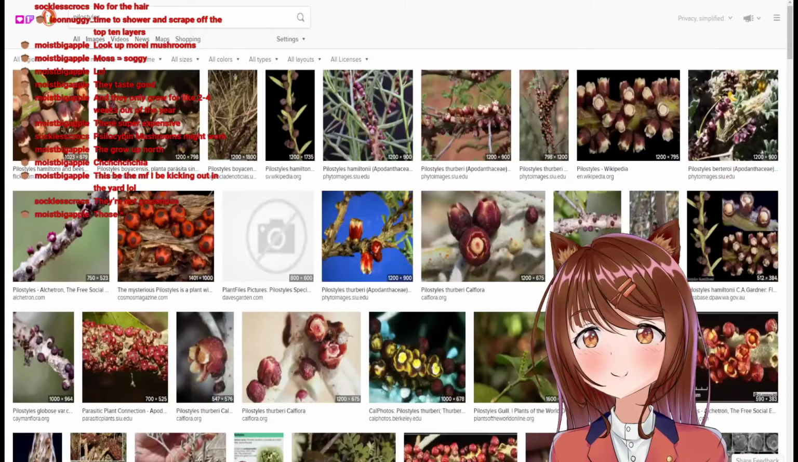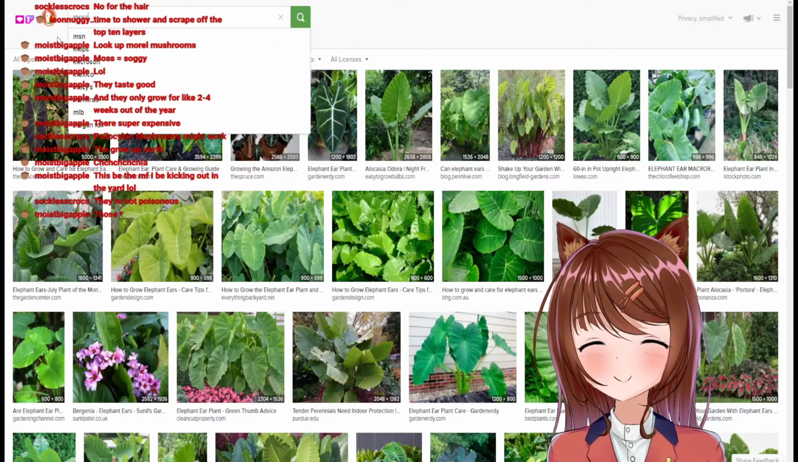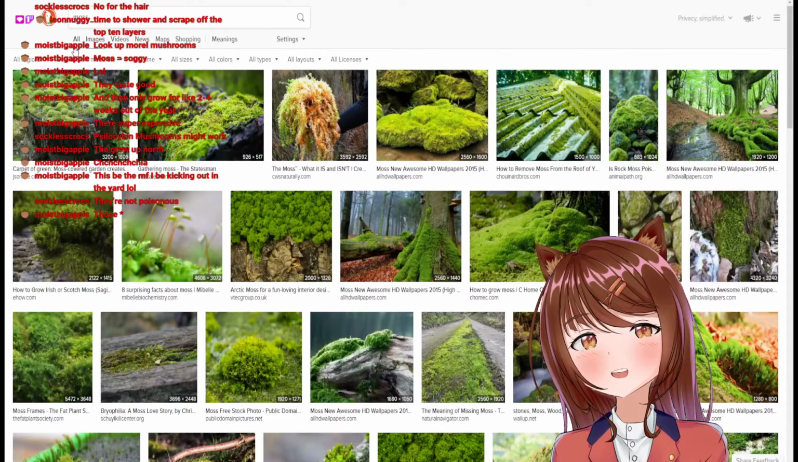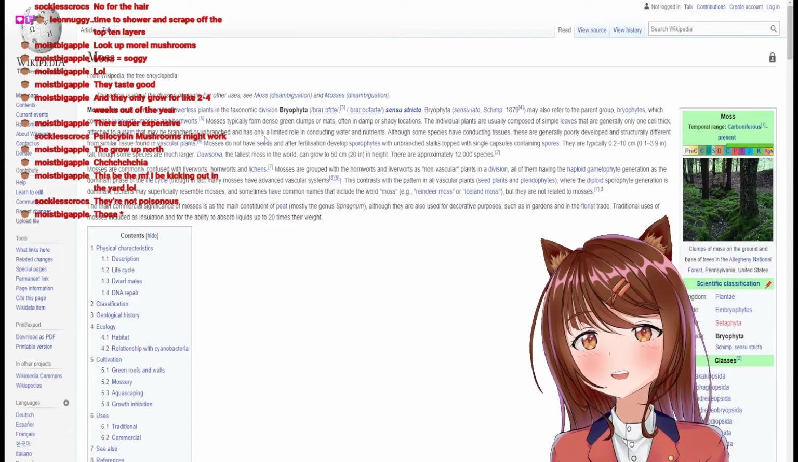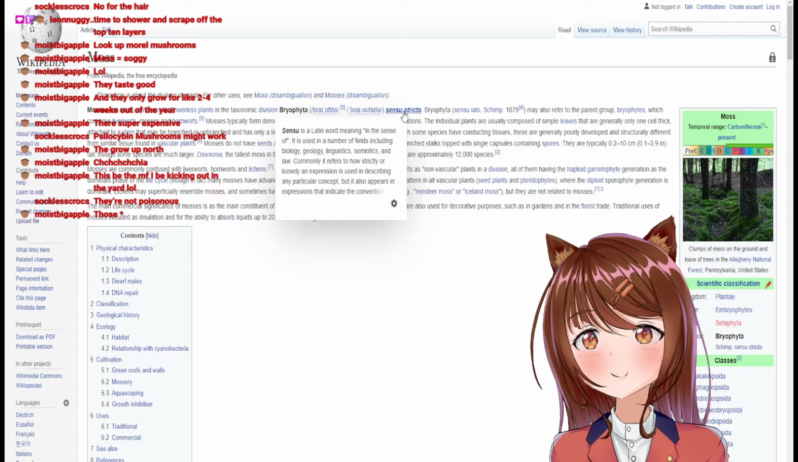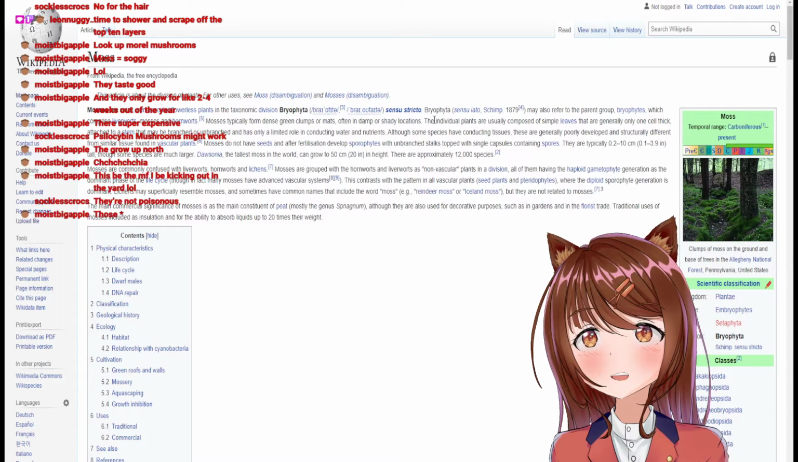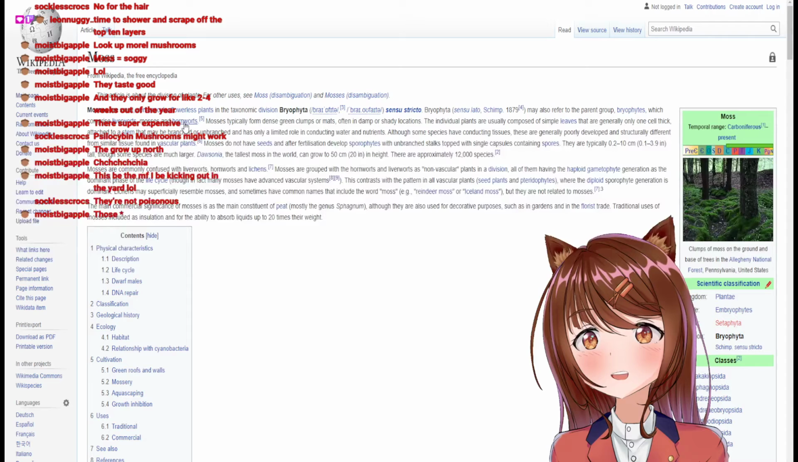What other types of moss are there? Like the Wikipedia. Where's the wiki for moss? And what are all the different types? They're in the taxonomic division of Bryophyta. Sensu stricto. Okay. May also refer to the one that includes liverworts, mosses, and hornworts.